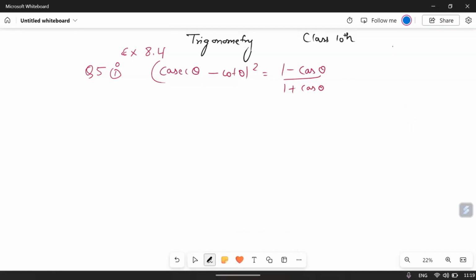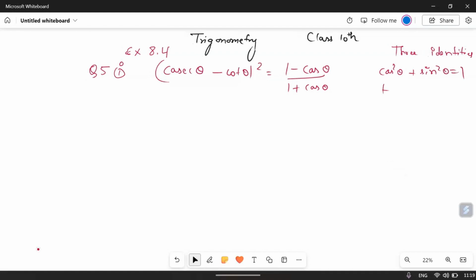First we have to remember those three formulas in this chapter 8.4, they are going to be used anytime. These are cos square theta plus sin square theta is always equal to 1; 1 plus tan square theta is equal to sec square theta; and the third one is cot square theta plus 1 must be equal to cosec square theta.